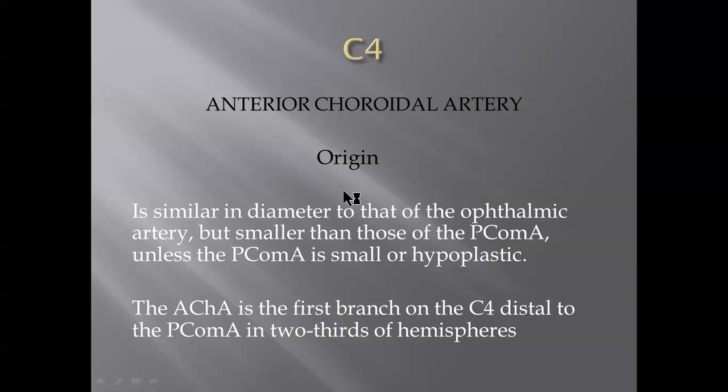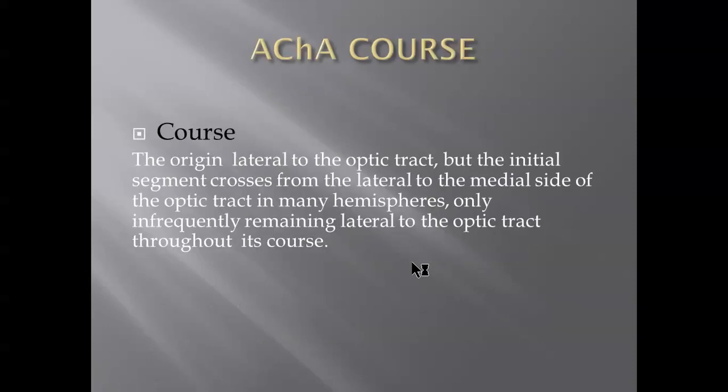Then the last artery in the communicating segment of the internal carotid artery, the C7 segment according to the Bouthillier classification, or C4 according to the Gibo classification, is the anterior choroidal artery. It's an important artery because it supplies many areas in the brain. Its course is basically lateral to the optic tract.